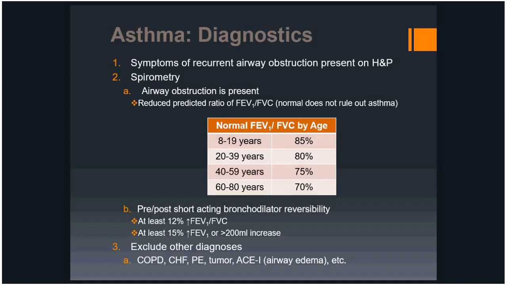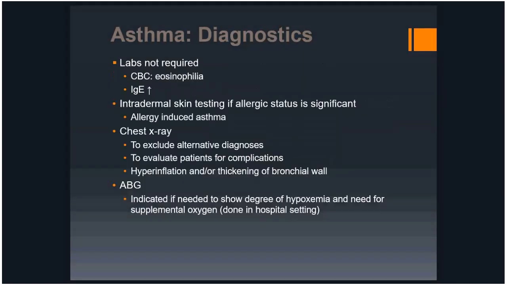Again, you're looking at symptoms based on history and physical. You can do the spirometry, recognizing it may be normal. You want to look at pre-post and see if there is reversibility with regards to short-acting bronchodilator, and you want to make sure that you exclude other diagnoses. When it comes to additional diagnostics, labs are not required to diagnose asthma.